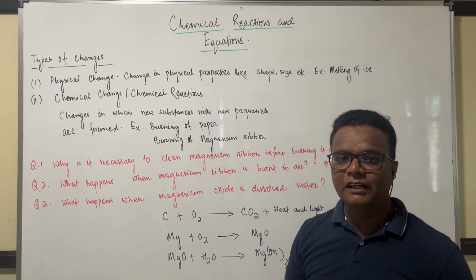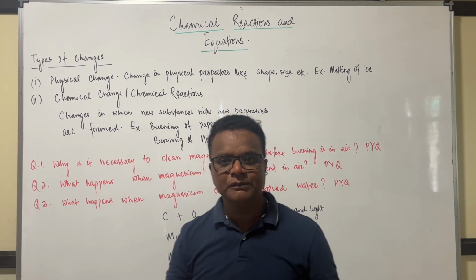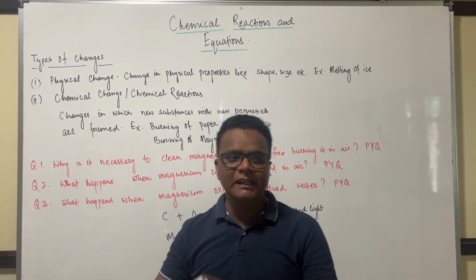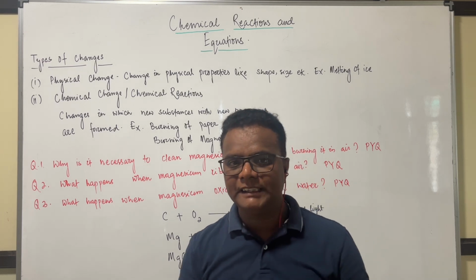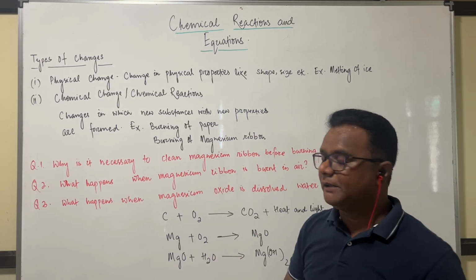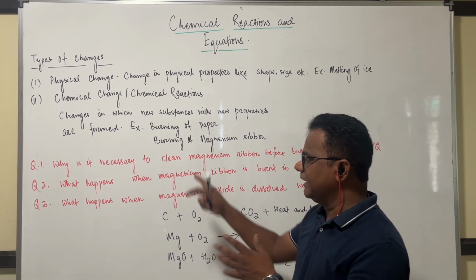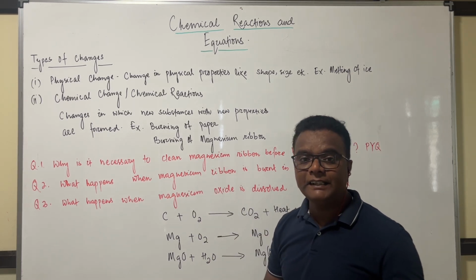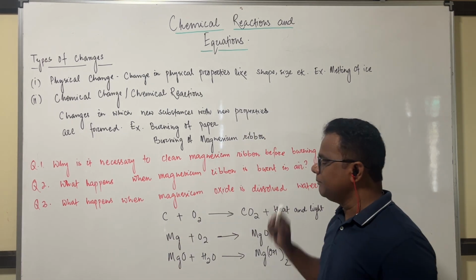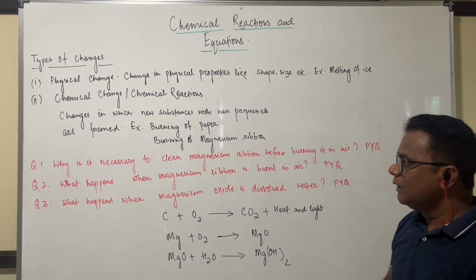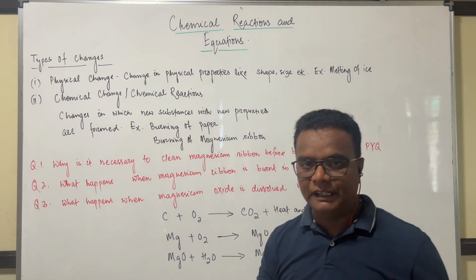For example, burning of paper. On a piece of paper I can write, but after burning it is not possible for me to write. Similarly, burning of magnesium ribbon. Burning of magnesium ribbon has been given in the book, this example, and in the past year many questions have been asked from this example. Like for first question, that is why is it necessary to clean magnesium ribbon before burning it in the air? Second one is what happens when magnesium ribbon is burned? And third question, that is what happens when magnesium oxide is dissolved in water? These are the three questions which have been asked repeatedly.